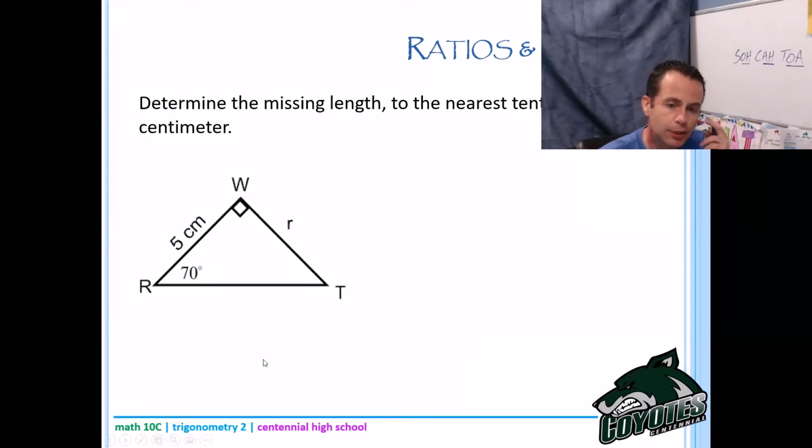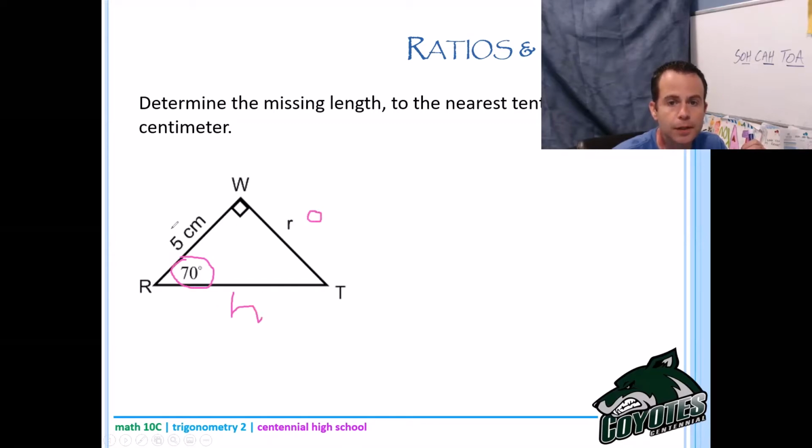So here's what I want you to think of. Very first thing, label opposite, adjacent, and hypotenuse. So we're looking at this 70-degree angle right now. So this is my opposite, this is my hypotenuse, this is my adjacent, okay? That's the first thing you should always do in all of your questions.